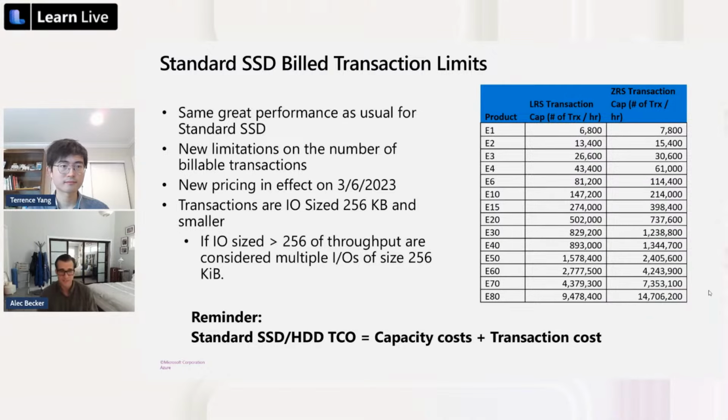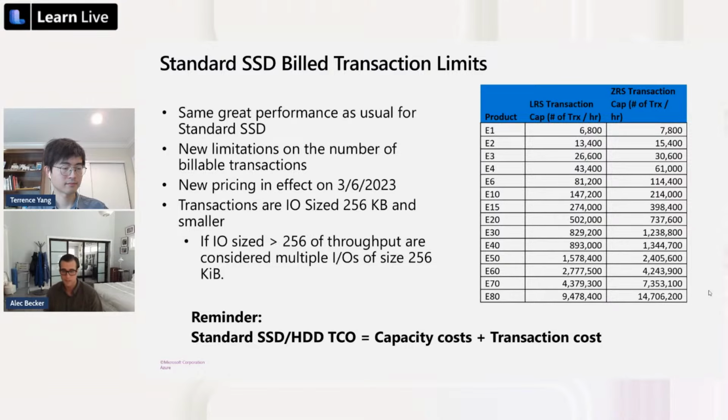But yeah, transactions and IOs are loosely the same thing. A transaction is an IO sized about 256 kilobytes and smaller. If an IO that you use in your applications is larger than 256 kilobytes, the IO size is divided by 256, and that number is the actual number of IOs that we bill you for.